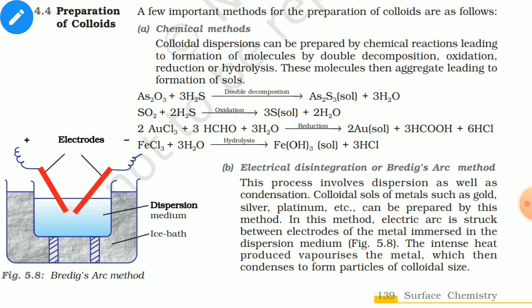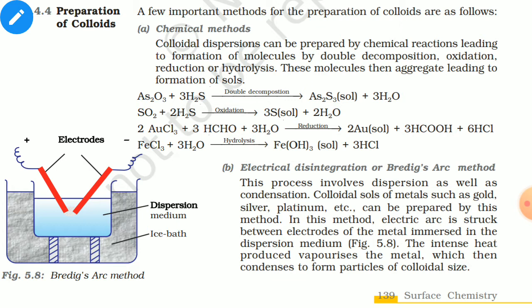Colloidal dispersions can be prepared by chemical reactions leading to formation of molecules by double decomposition, oxidation, reduction, or hydrolysis. As2O3 by double decomposition reaction with H2S gives arsenic sulfide sol plus water. Sulfur dioxide plus H2S gas by oxidation gives sulfur plus water. AuCl3 and formaldehyde reduction in water gives gold sol, formic acid, and HCl. Ferric chloride and water by hydrolysis gives ferric hydroxide sol plus HCl.